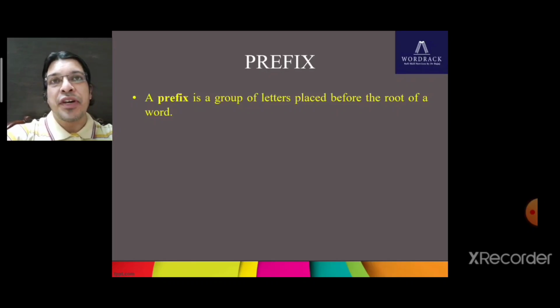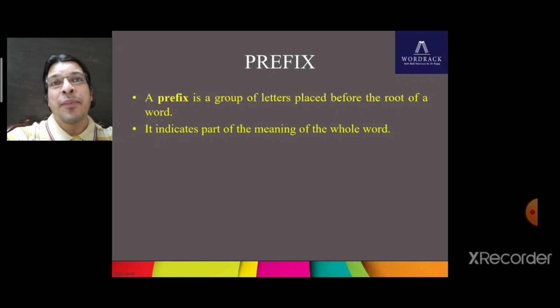For instance, a word like incredible. In this word incredible, the root is cred, C-R-E-D, which means believe. You add I-B-L-E to it, it becomes credible, which means believable. So I-B-L-E here is a suffix. You add I-N to it, it becomes incredible, which means something which is not believable. So I-N here is a prefix.